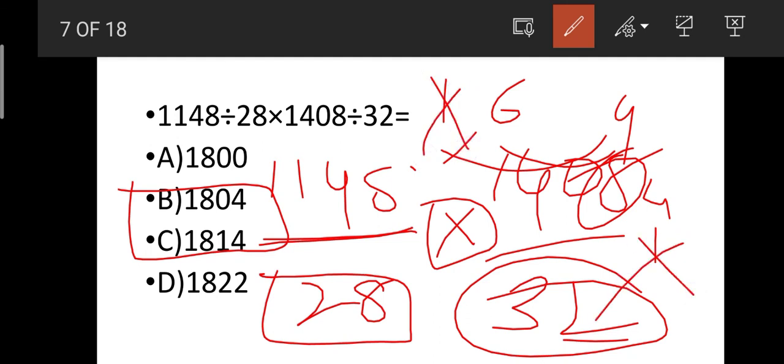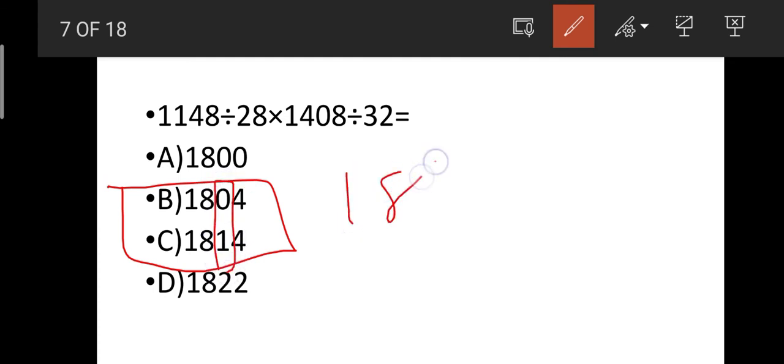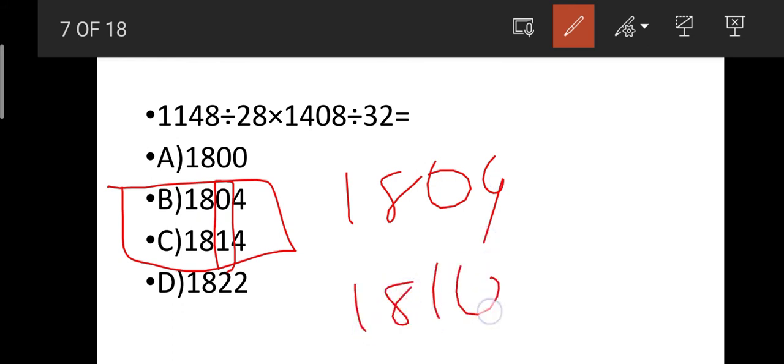Okay, but observe here friends, what I have told you initially. They have given us 2 options ending with 4, but with very nearest values, isn't it? 1804 and then 1814. Then there is no other option for us, and then we should go for calculations.